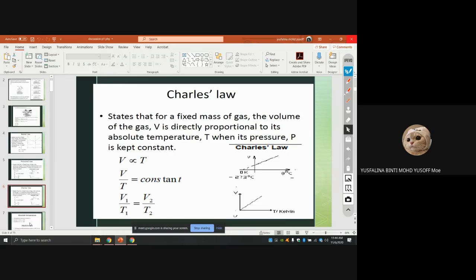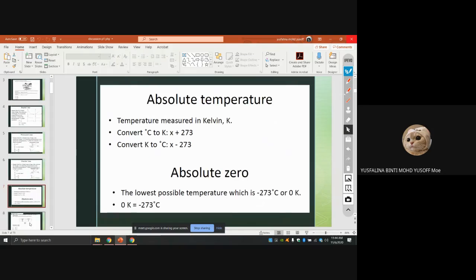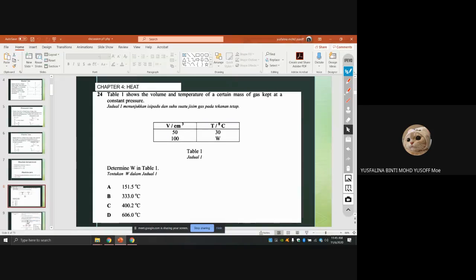The next one is absolute temperature, which is measured in Kelvin. If you convert degrees Celsius to Kelvin, you have to add 273. If you change Kelvin to degrees Celsius, you have to minus 273. Absolute zero is the lowest possible temperature, which is negative 273 degrees Celsius. At this point, the kinetic energy of the molecules is almost zero.